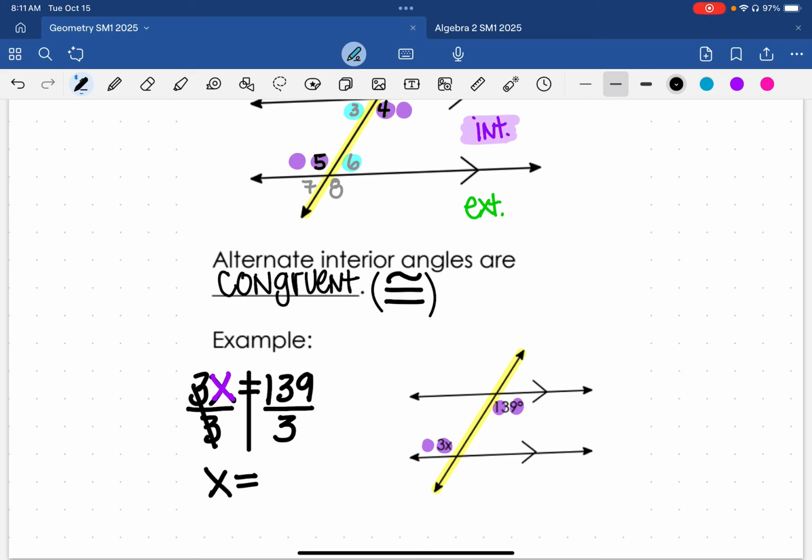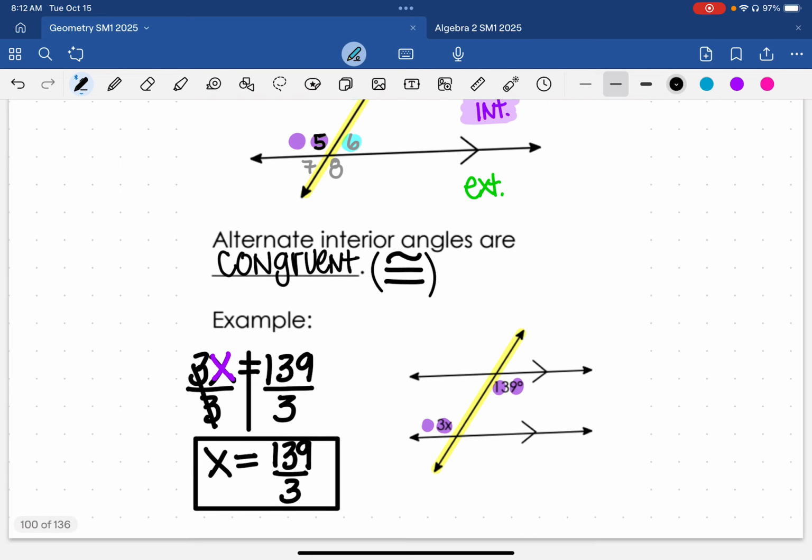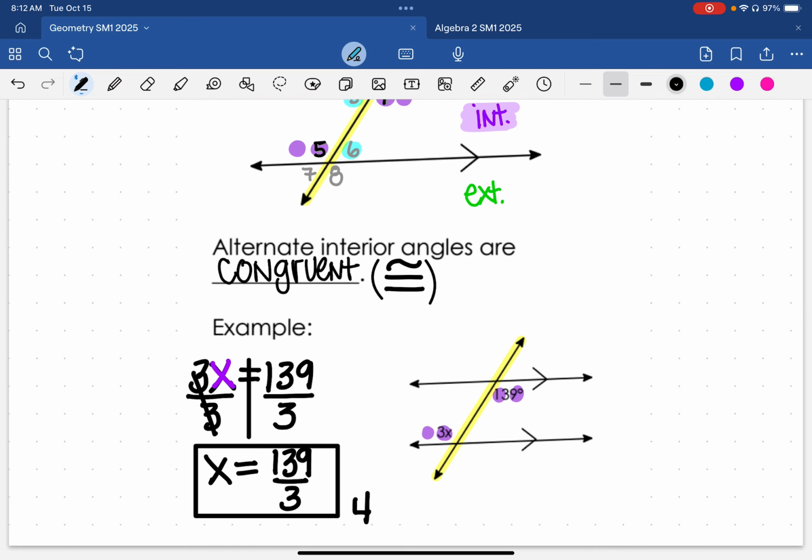I don't think that divides. Let me check really quickly in my calculator, but I don't think 3 goes in there. No, it does not. So I'm going to leave it as 139 over 3. You could also change it to the decimal. I have a decimal in my calculator, so we could leave it right there if we wanted to.